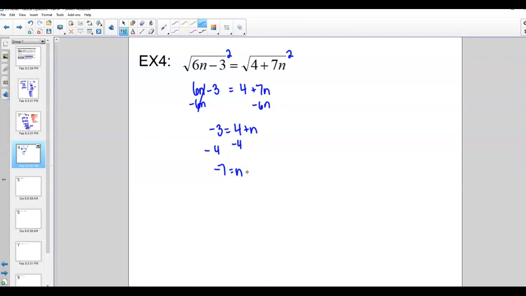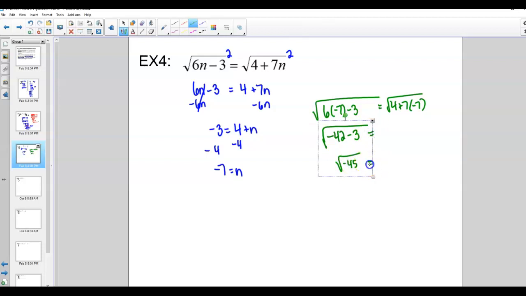As always, we have to check to see if this is the correct answer. So we're going to get the square root of 6 times negative 7 minus 3 equals the square root of 4 plus 7 times negative 7. And so here we have negative 42 minus 3, which is going to give us the square root of negative 45. And over here, we're going to have 4 minus 49, which also gives us the square root of negative 45. Now, I would be inclined to say that that means this answer is okay.